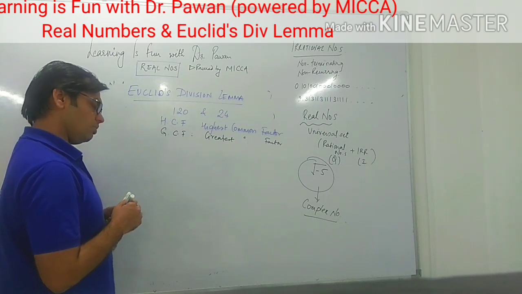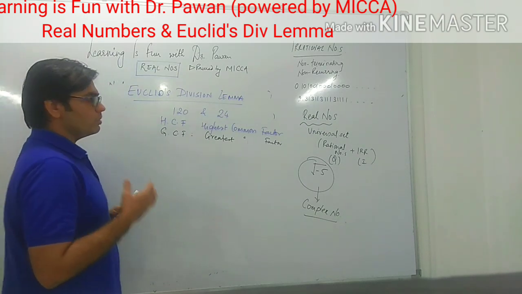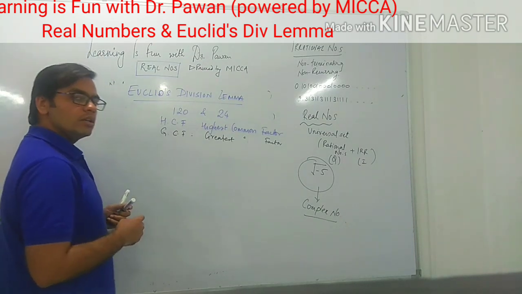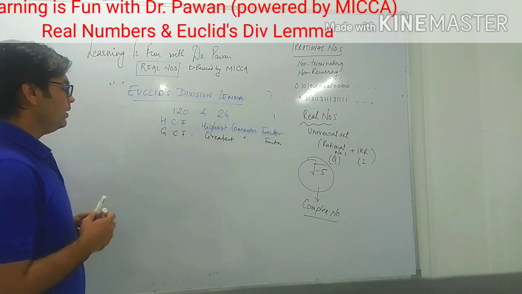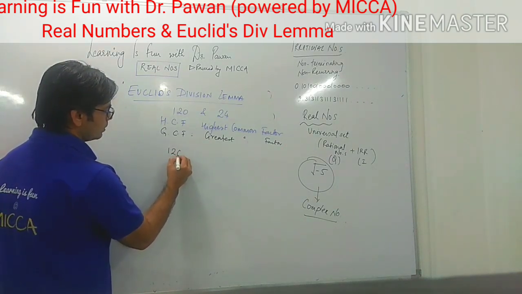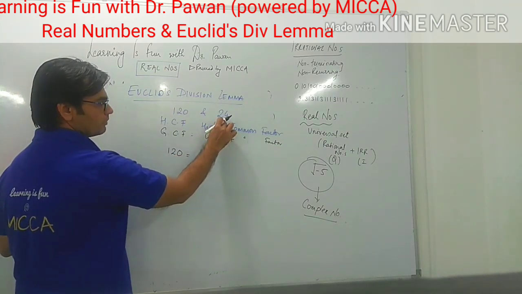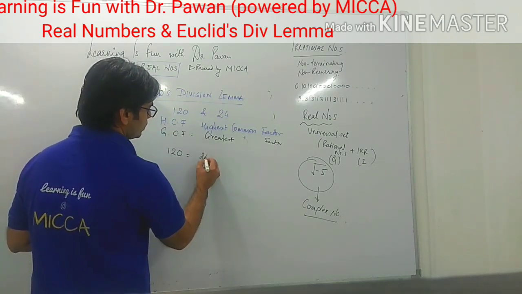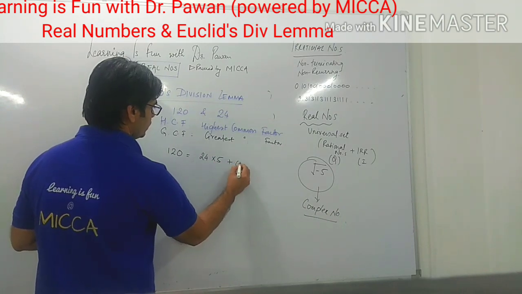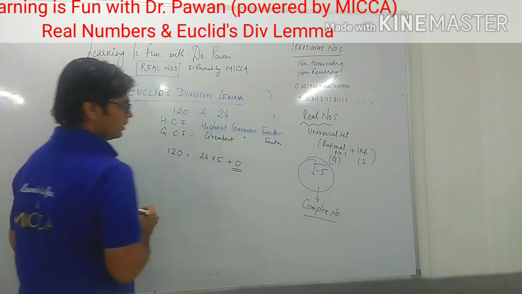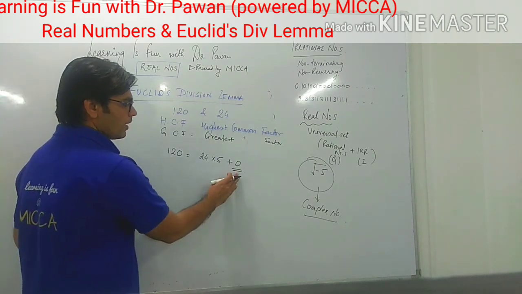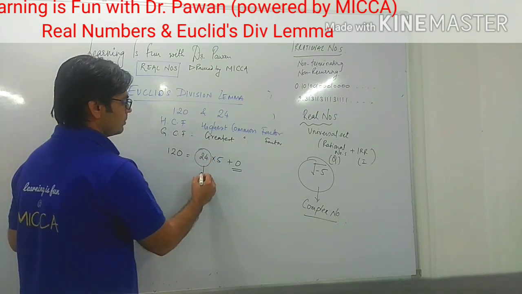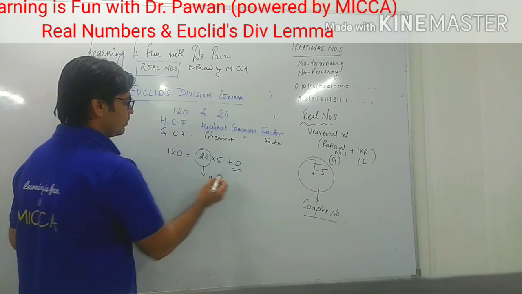So how do we start? I told you just before this that Euclid told us that any number can be represented in the form PQ plus R. So we will be doing the same. 120, if I have to represent it in this form, I'll divide it by 24. So 120 equals 24 into 5 plus 0. Oh my god, we got a 0 here. When you have remainder as 0, the divisor here becomes the HCF.